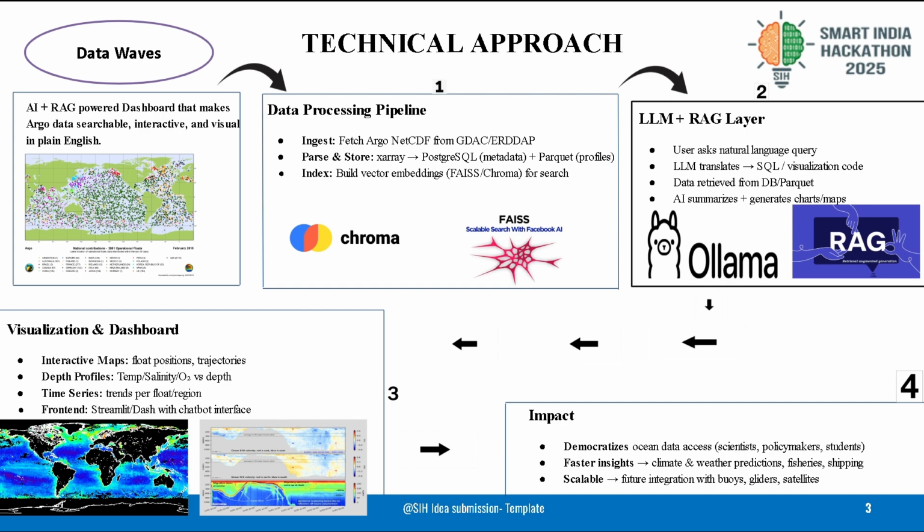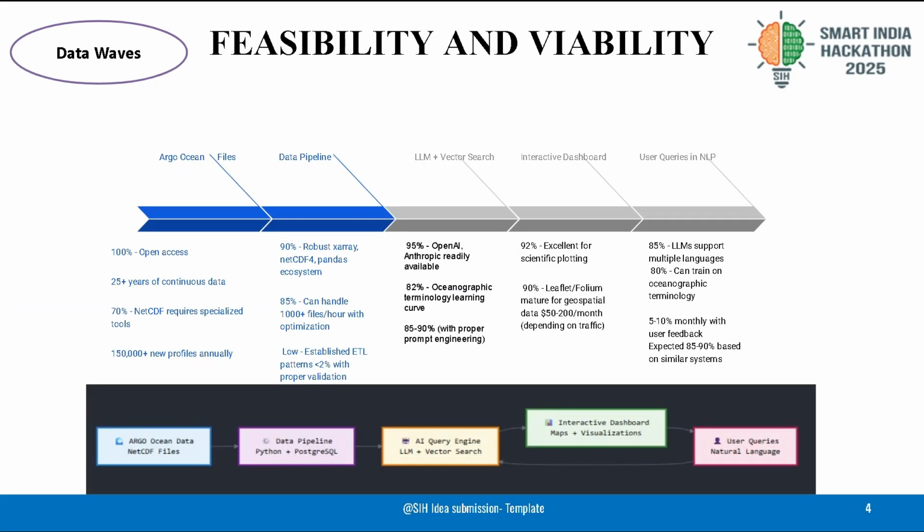The LLM then generates a context-aware, human-readable answer, grounded in actual Argo data. We also support visual outputs like temperature depth graphs and float trajectories, which are rendered using Plotly or Streamlit. This entire pipeline from data to retrieval to intelligent answer generation makes Argo data accessible to non-experts through a simple conversation interface. Now, Yash will talk about feasibility.